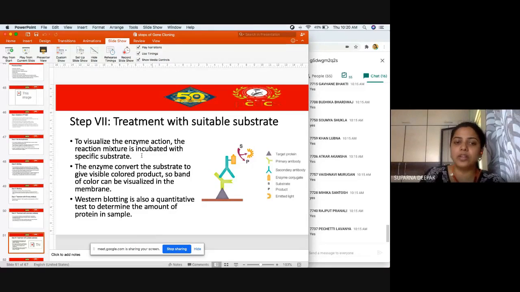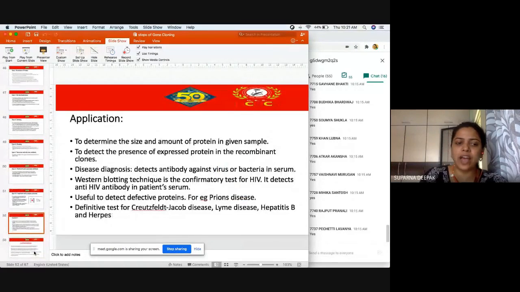Western blot is also a quantitative test to determine the amount of protein in a sample. Okay, depending upon the intensity of the color, you can find out how much protein is present in your sample. Okay, so this is how you can see the protein of interest, the primary antibody, and the secondary antibody labeled with your enzyme. Then the substrate is added, the substrate gets converted into product, and the product will give you light or a signal. Okay. So last part, let us quickly see the applications.